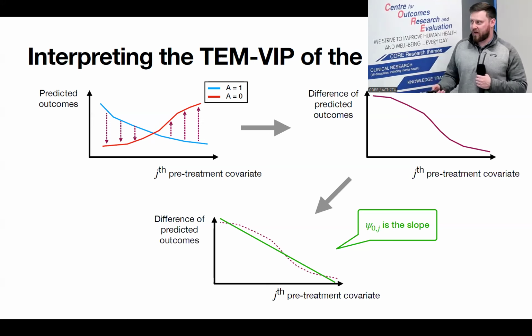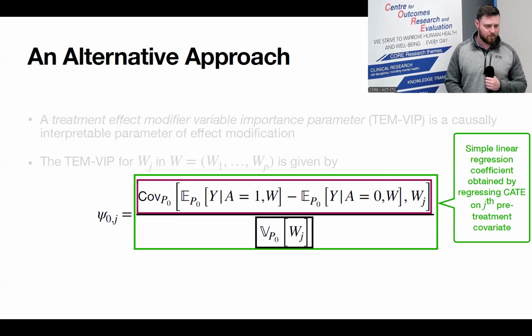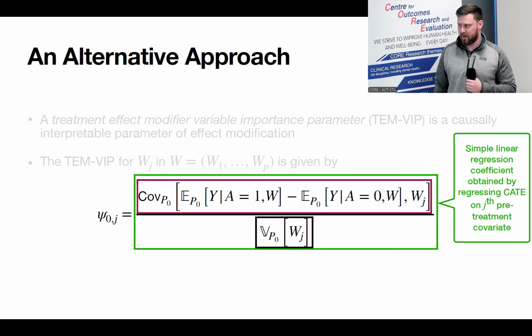So in this case, we have treatment effect modification because this CATE is not flat. There is some kind of relationship between our pretreatment covariate and the difference in predicted outcomes. If, for example, our pretreatment covariate is simply prognostic, but does not interact with treatment assignment, then our CATE is flat, and so too is our line. And so our slope is going to be equal to 0. So this will allow us to perform inference with a relatively simple, I think, interpretation for our treatment effect modifiers.